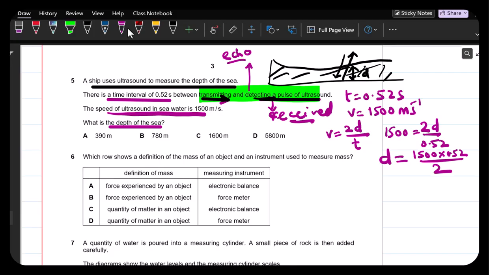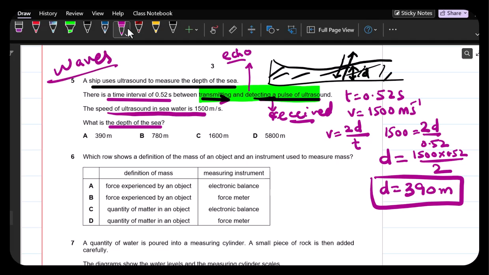Actually, this is an ultrasound topic, or you can say a topic of sound. In that topic, you have a topic ultrasound. This is basically regarding that, and in this you have the echo method as well. So actually, this is a question from the topic of waves. So 390 meter is the answer.